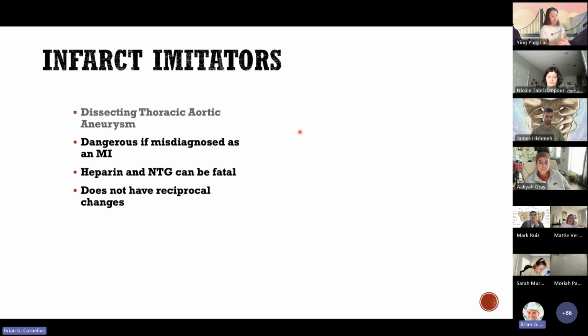And then another one we really have to worry about is patients with thoracic aneurysms. You can imagine if you had somebody that had a huge thoracic aneurysm and you started giving them nitrates and heparin, worse than that, thrombolytics, that there could be issues.